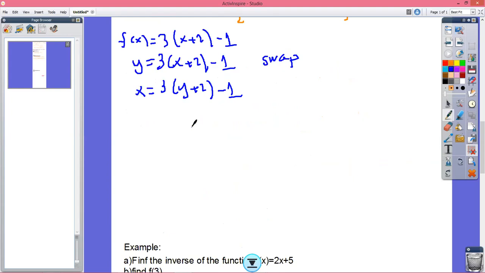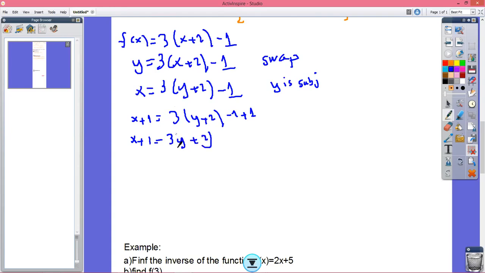Now let's solve it. Y is the subject. Now let's solve it. X minus 1 will be equal to 3(Y plus 2) minus 1, and sorry, it will be plus 1 and plus 1. Now what we have? X plus 1 is equal to 3(Y plus 2) in parentheses. Now what are we going to do?